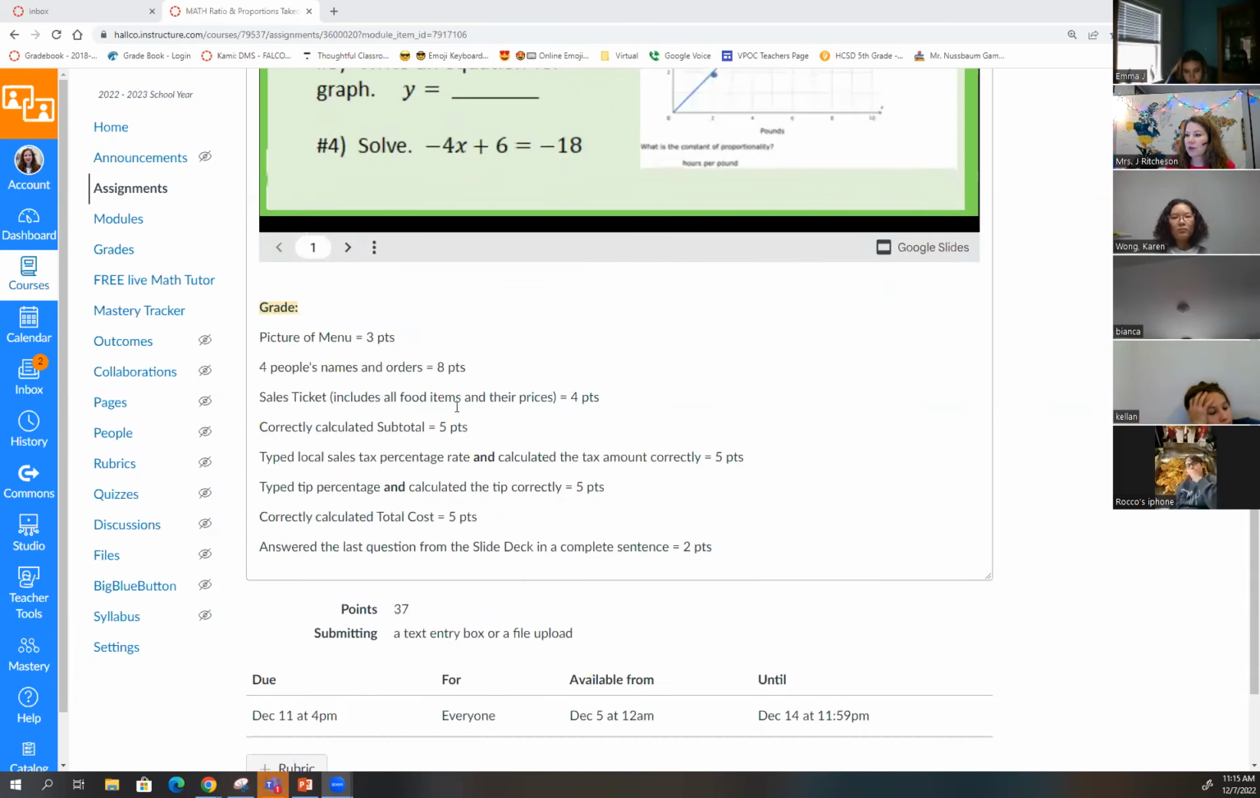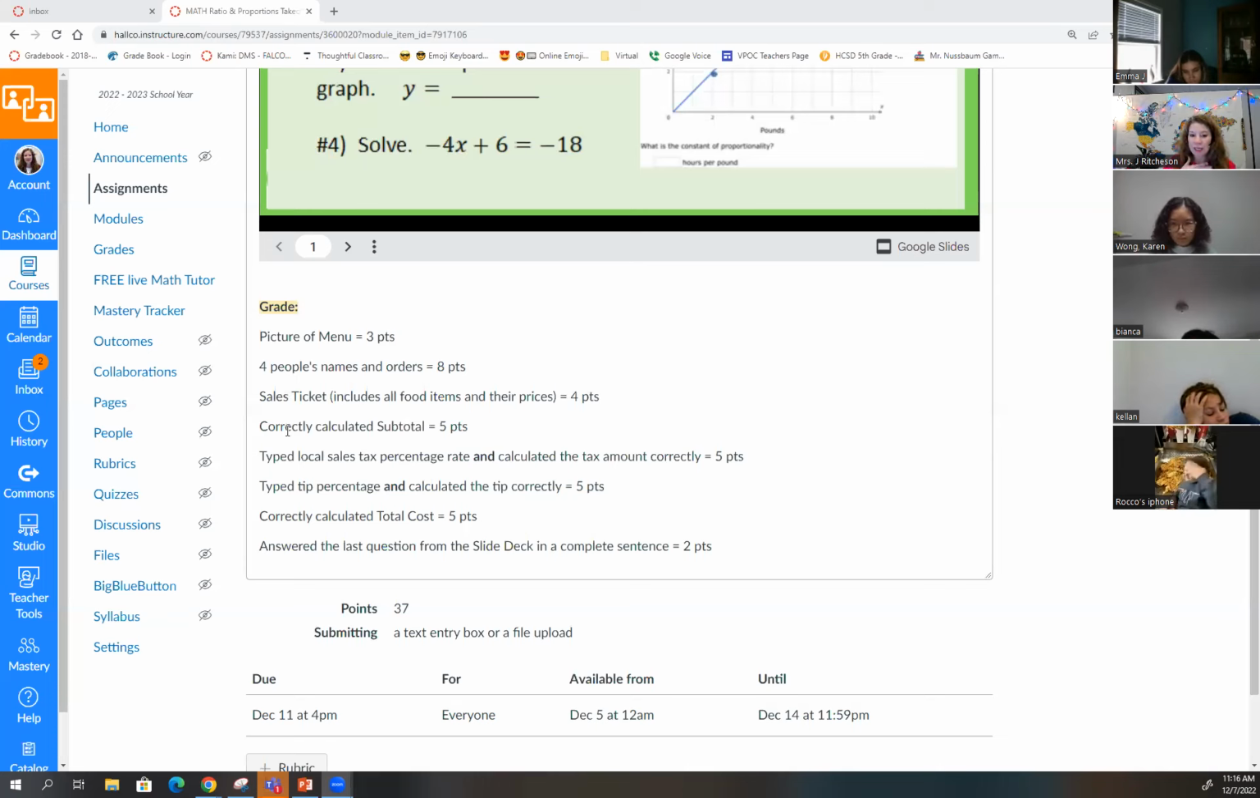So how am I going to calculate your grade? If you have a picture of the menu, you get 3 points for that. If you have listed all 4 people in your family and their orders, including the price of each item, you get 8 points for just doing that part. If you create that sales ticket, which has all the food items and their prices on it, you get $4. I mean, not $4. I don't have any money to send you. I'll give you 4 points.